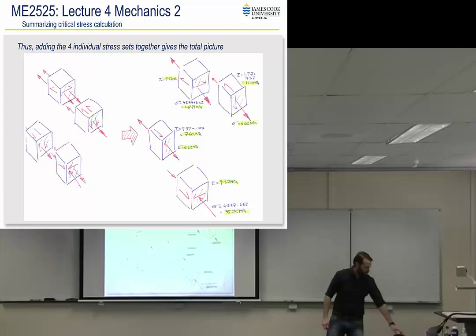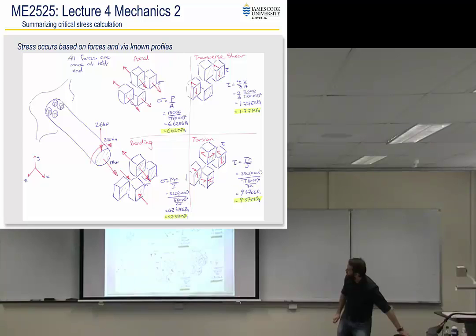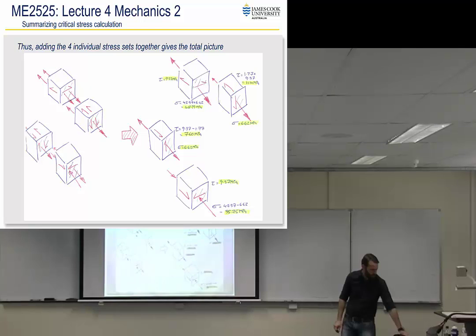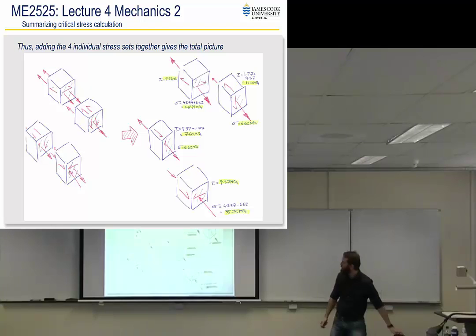So, on the one on the right, we have the axial load still. We have transverse shear going down, nothing for bending, and torsion goes down. So when we look at the right-hand element, we've got an axial, two shears down, that's 11.14 megapascals. And the axial is very small, 6.6.